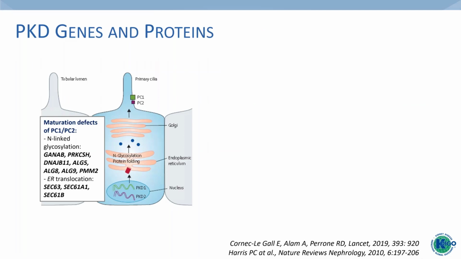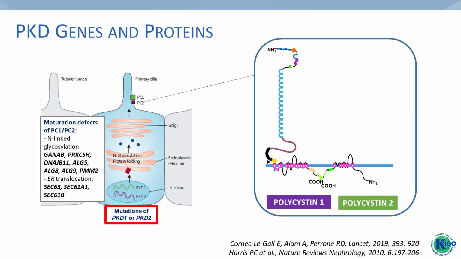So the two major genes involved in ADPKD are PKD1 and PKD2, which encode polycystin-1 and polycystin-2 respectively, both membrane glycoproteins functionally expressed at the primary cilium. PC1 is cleaved at a G protein-coupled receptor proteolytic site, the GPS site, and the level of mature cleaved glycoforms of PC1 is associated with disease severity. Recently, the role of other genes involved in protein maturation in the endoplasmic reticulum, the ER, has also been appreciated, and we'll discuss those.